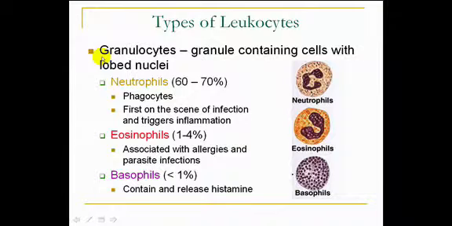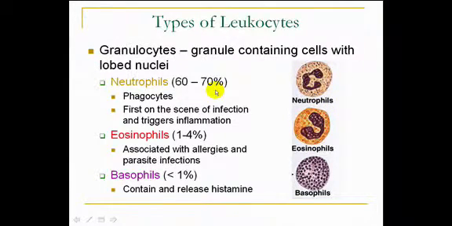Granulocytes contain granules, and they tend to have lobed nuclei. By lobed nuclei, we mean their nucleus isn't a nice round shape. It kind of has these lobes to it. You can see here, this one looks like it has 3 different lobes. It's abnormally shaped. Or an eosinophil looks like it has 2 lobes to the nucleus. And then they look spotty. They have granules inside of them.